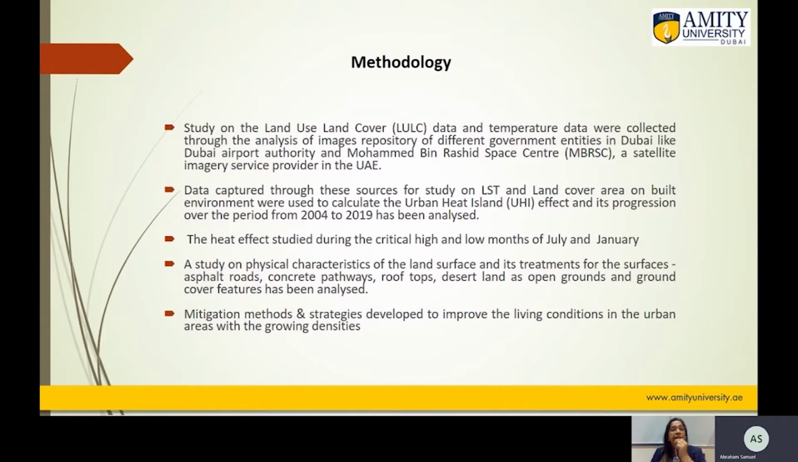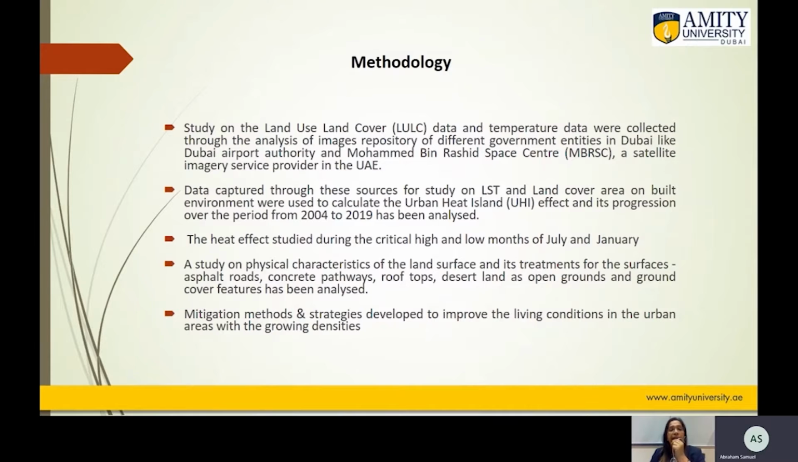Again, all this captured data had to be analyzed for LST and land cover area on the built environment, which were used to calculate and analyze the urban heat island effect, and the progression from 2004 to 2019. We had taken this complete span of time. The heat effect was studied during the critical high and low months of July and January. This is with respect to the contextual and climatic condition of the local area of Dubai.